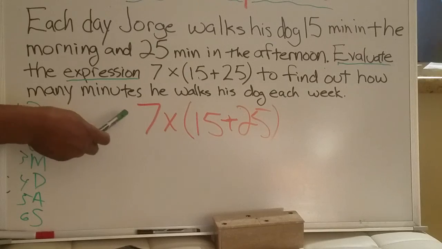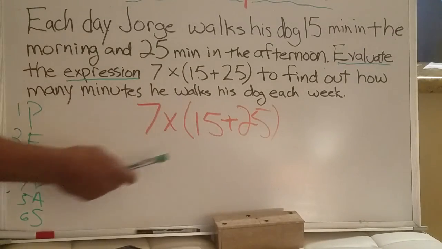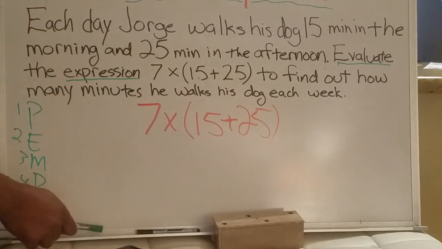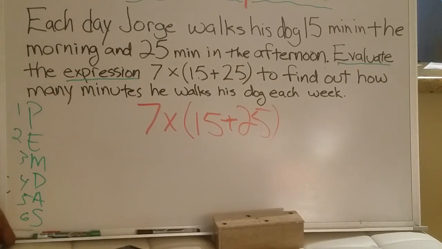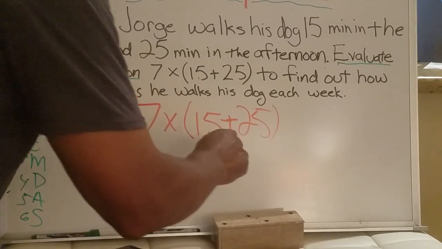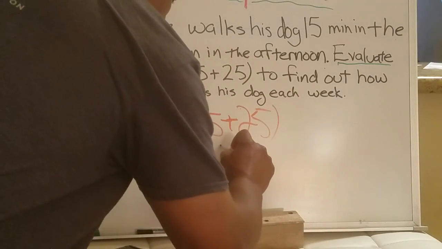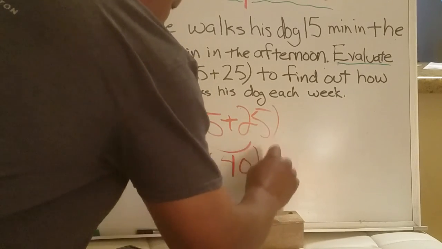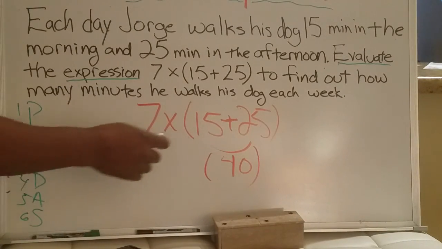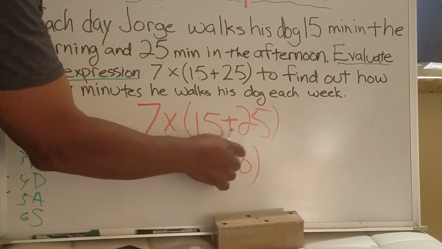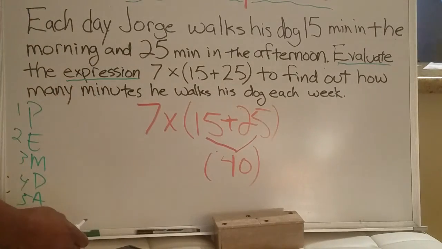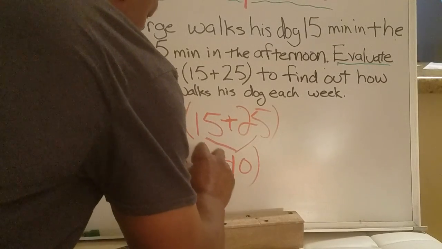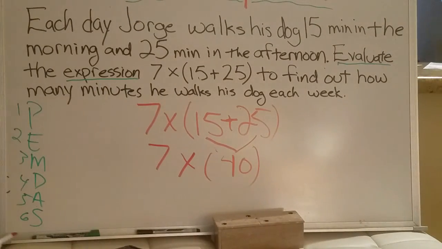So let's look at this problem. 7 times (15 plus 25). What's the first thing? Parentheses. We have to do what's inside the parentheses first. So we'll do the 15 plus 25, we've already said that this equals 40. So now we have 40, and bring down the 7 times. 7 times 40 will give us our answer.